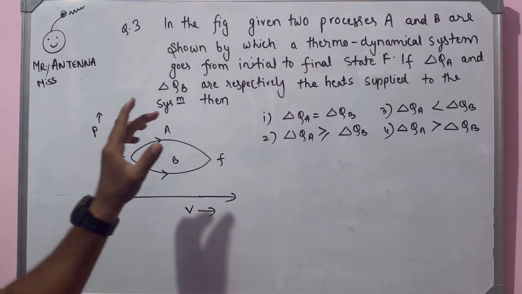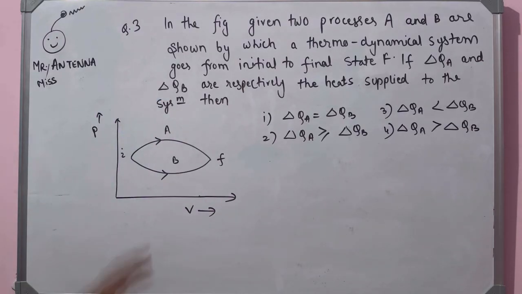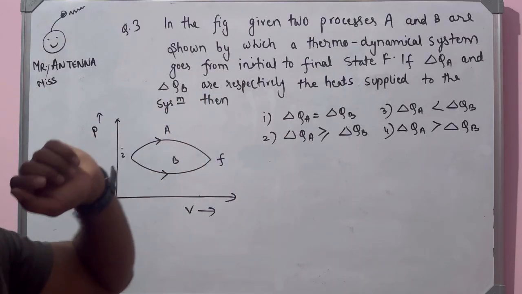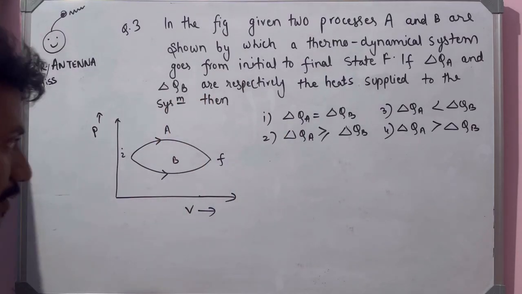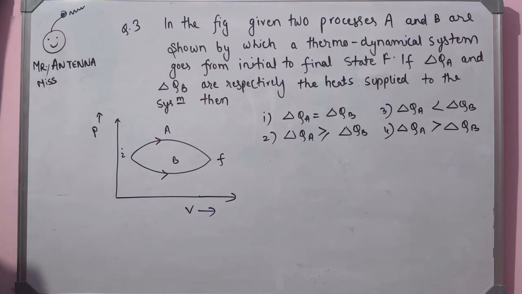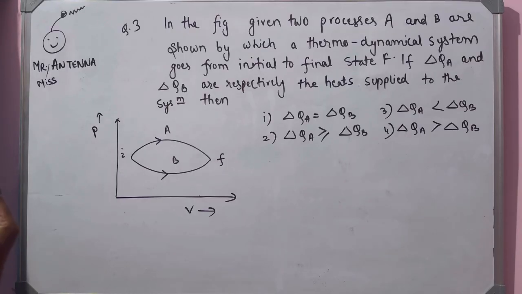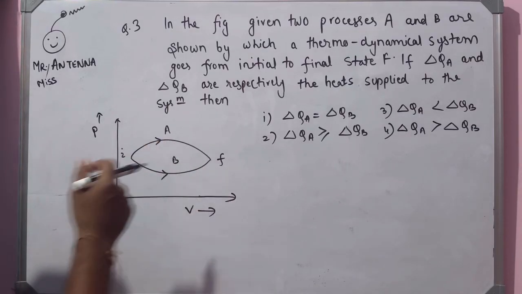So they have given four options and we have to check whichever options satisfy the given figure in terms of heat, है ना. तो heat के form में we have to check. Okay, so I am going from initial to final point.